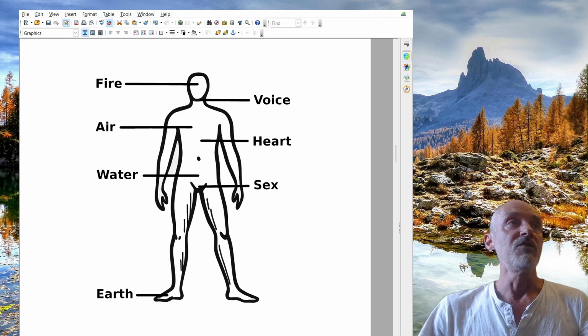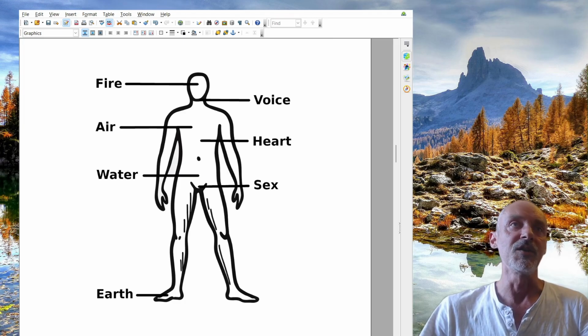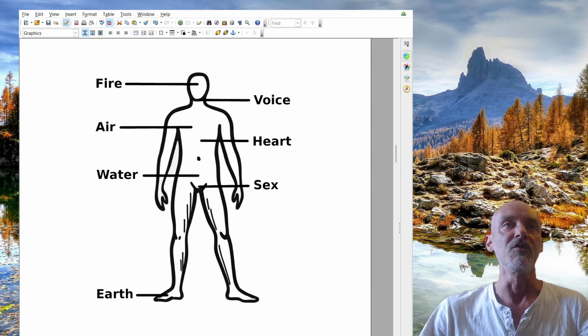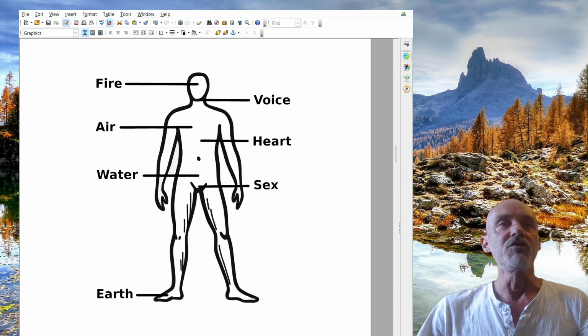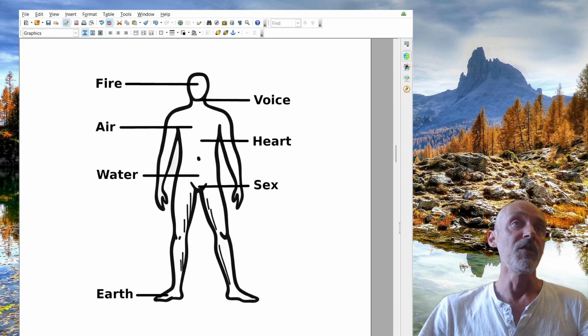The heart is a mixture of air and water, and the heart pumps blood around the body, and blood is essentially a mixture of air and water. It's aerated water. There are a lot more correspondences than the ones I'm going into here. This is just a very brief overview. And in between water and earth, we have sex, the creation principle. Although, to be fair, we could argue that all of these operators are creation centers. We create law with our voice, we create action with our heart, and we create new objects with sex.